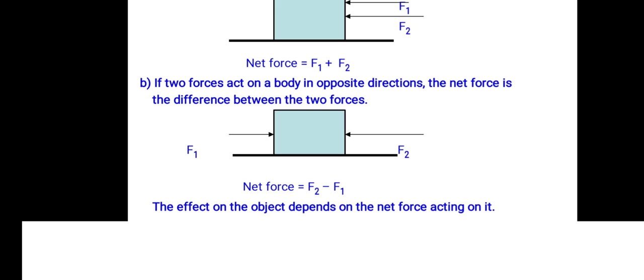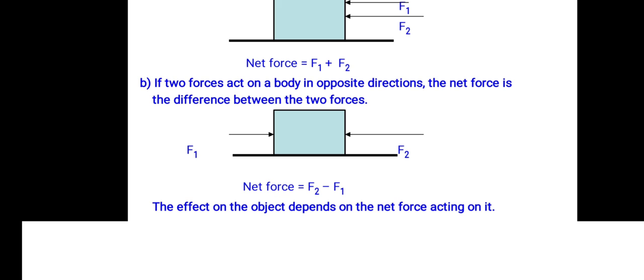For example, a body is at rest. We apply a force of 10 Newton in one direction, and we apply another force of 6 Newton in the opposite direction. So what is the difference in forces? 10 minus 6 is equal to 4 Newton. So the body will move in the direction of the 10 Newton force.